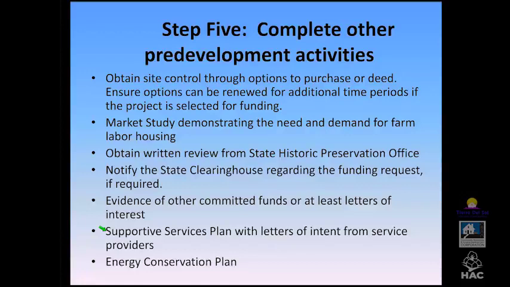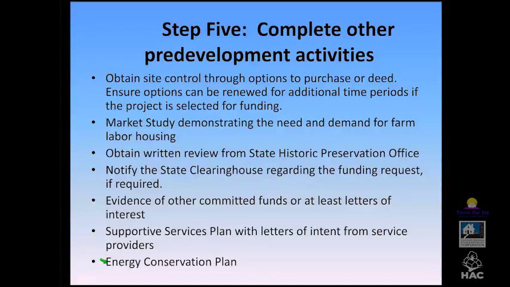So again, these can be on-site services and services that are available in the community. Other examples of services might be English as a second language. Sometimes there's pesticide training that comes on site. Sometimes there's mobile medical vans. All of those are examples of supportive service plans.